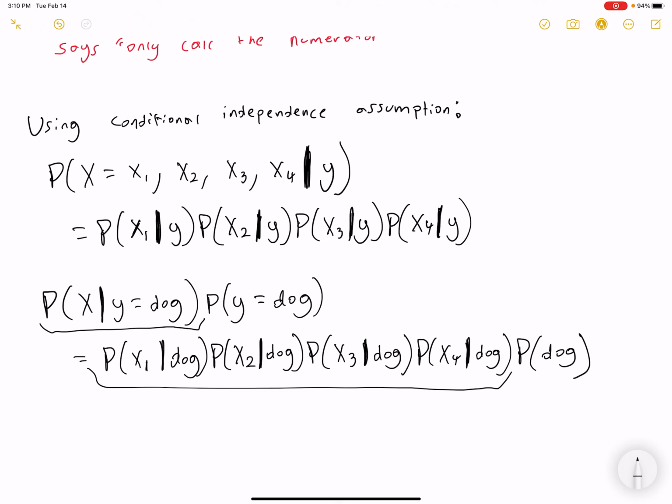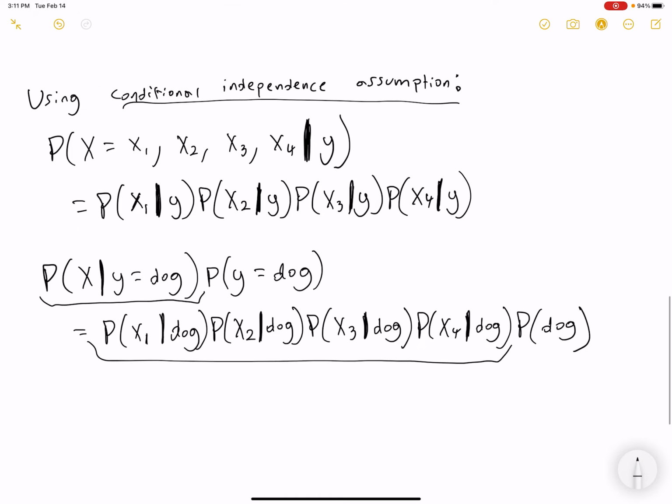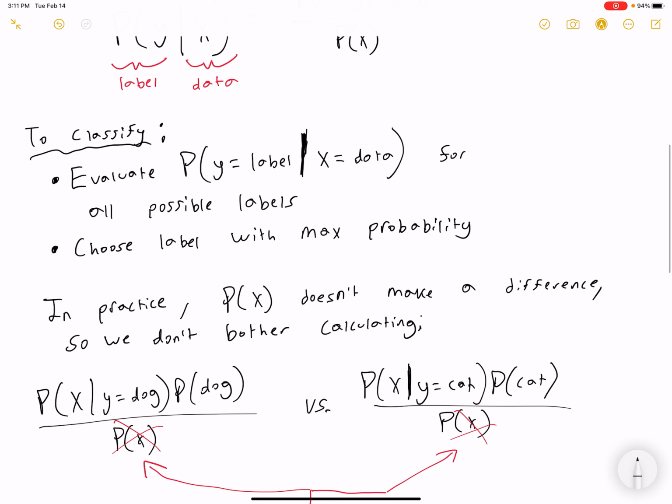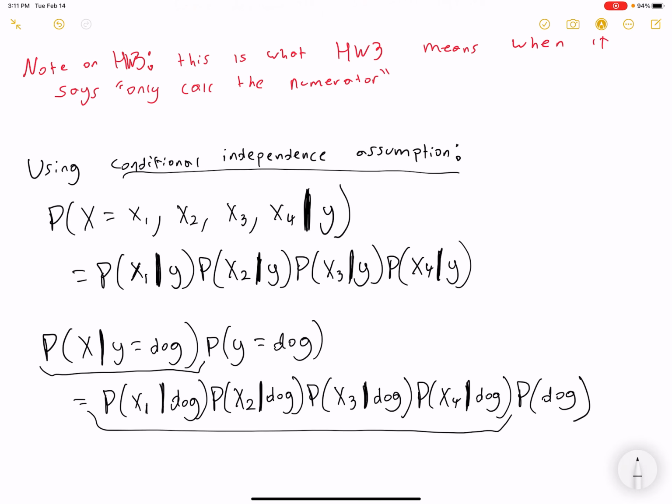Are you saying that this is always true, or are you saying that you assume that this is true? So naive Bayes assumes conditional independence. And so this is true assuming conditional independence. Yeah, basically what it says. And so that's to classify, and just multiply out the probabilities and see which one's higher.